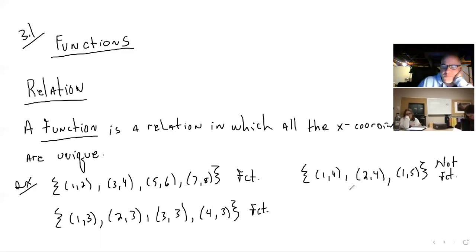Now, if I were to ask what is the domain, say, of this first one, I would say the set {1, 3, 5, 7}. What is the range? It would be the set {2, 4, 6, 8}. Again, keeping it simple, the domain is the set of all the x coordinates, and the range is the set of all the y coordinates.